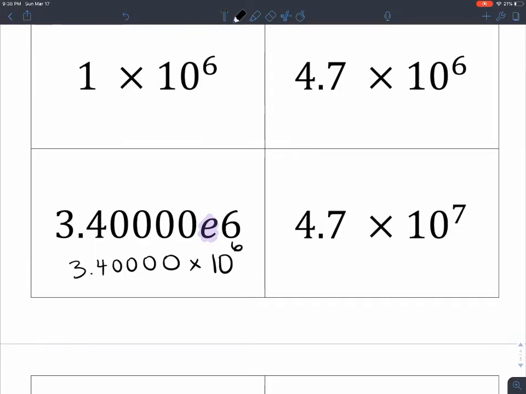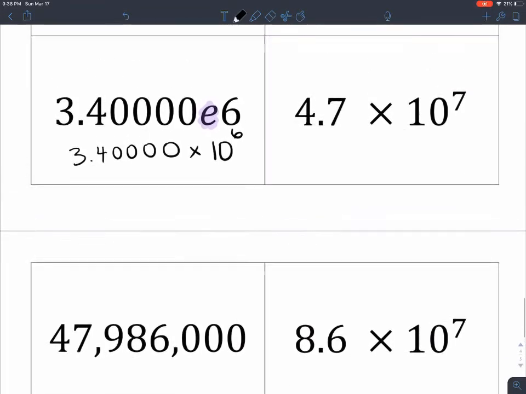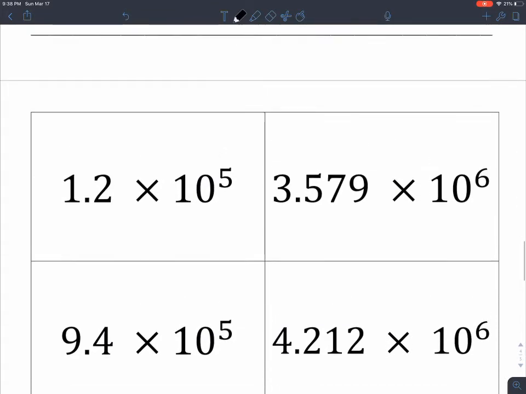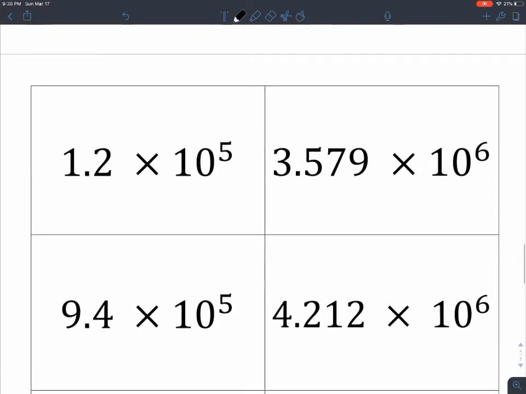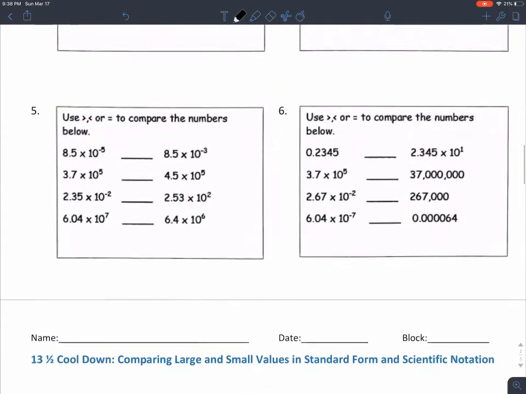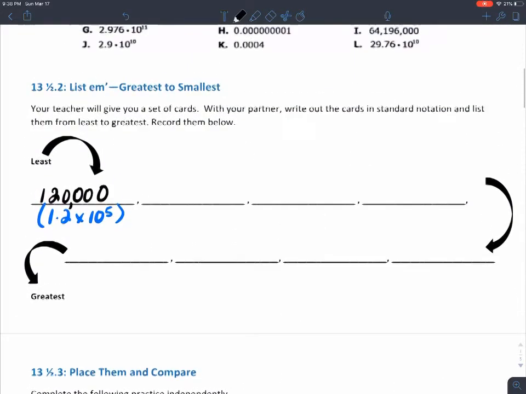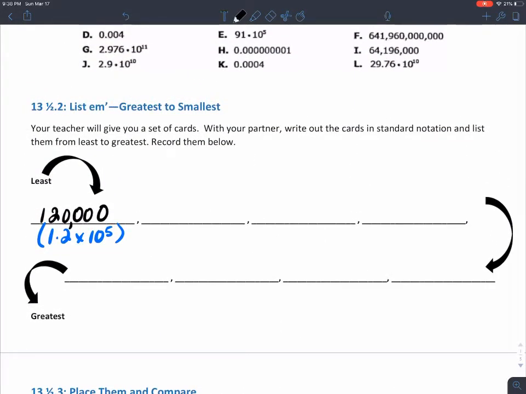Okay. So you're going to take these numbers and you are going to transfer them to standard form, and then you're going to list them from least to greatest. I can show you on my paper that your least number should be 120,000. So I want you to write what it would be in standard notation first, and then underneath it you're going to write what it was in scientific notation. And again, you're going to write them from least to greatest.